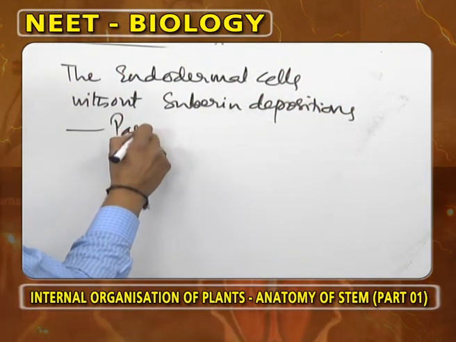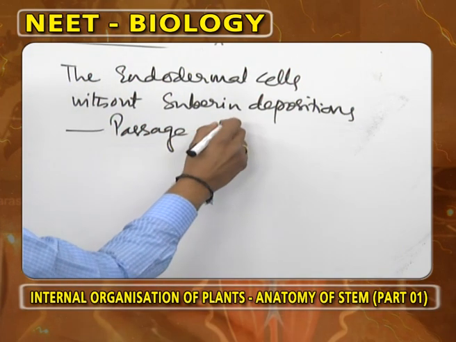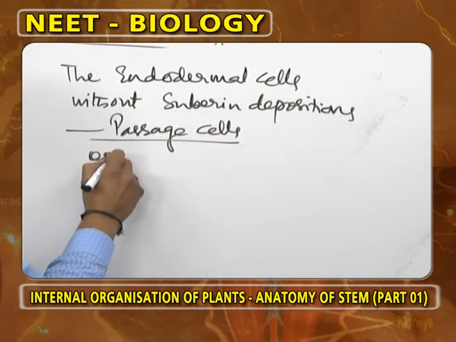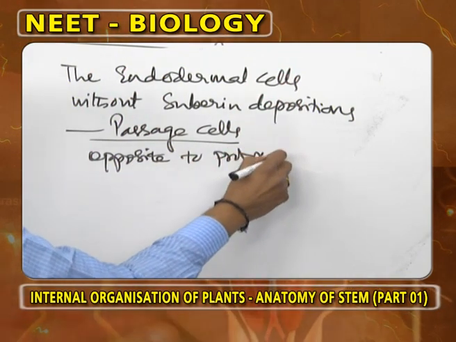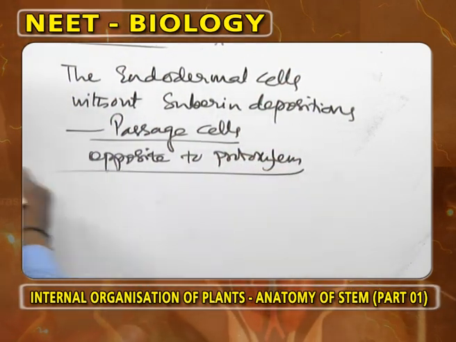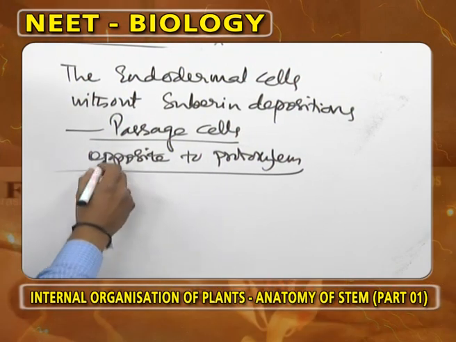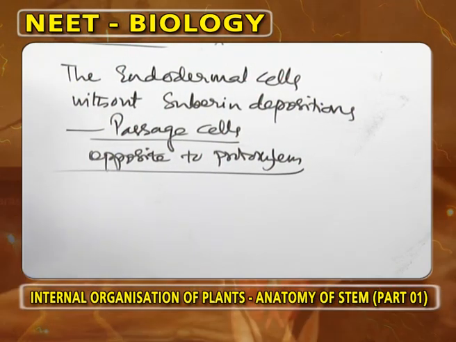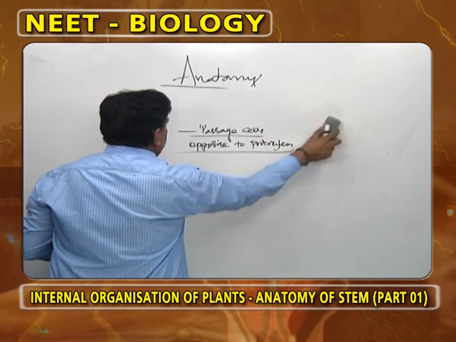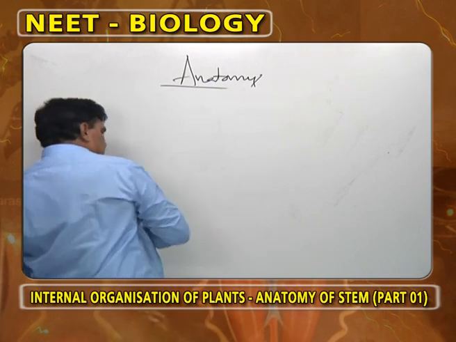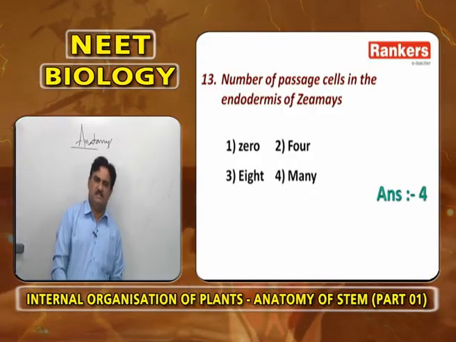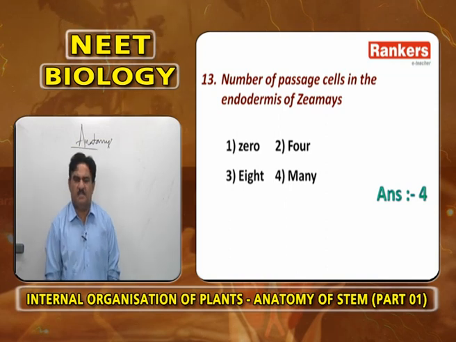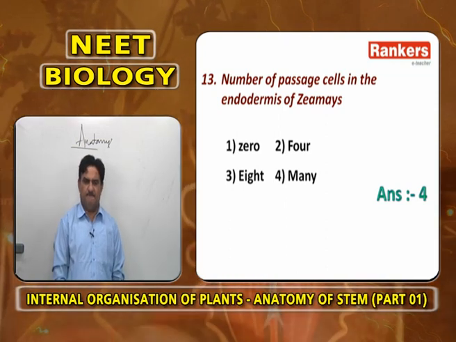Without suberin depositions are passage cells. These passage cells are present opposite to protoxylem. Definitely present opposite to protoxylem. So, because of the opposite to protoxylem, one passage cell is present in Trapa, 2 passage cells are found in Nicotiana, 3 passage cells in Pisum, 4 passage cells in Gossypium, 5 passage cells in Ricinus, 8 passage cells in Castanea.